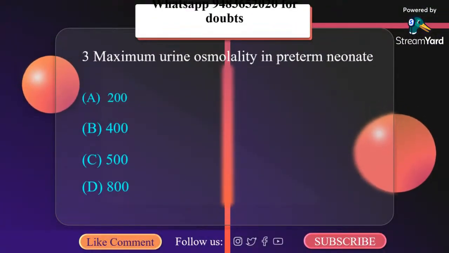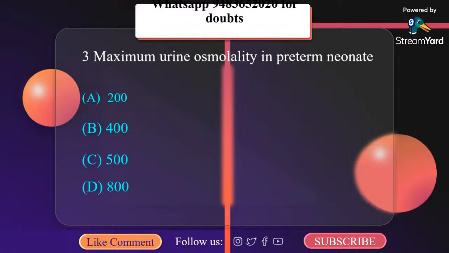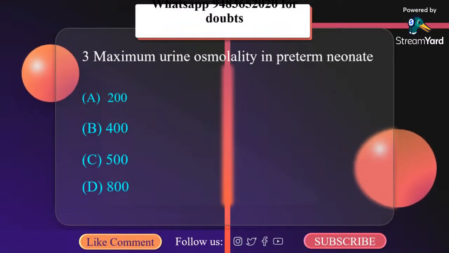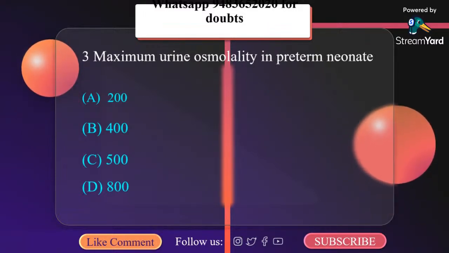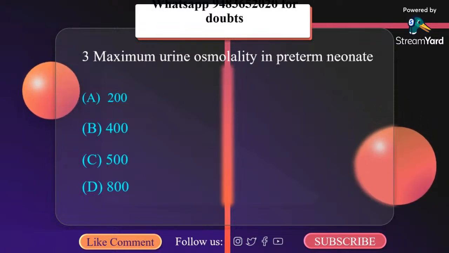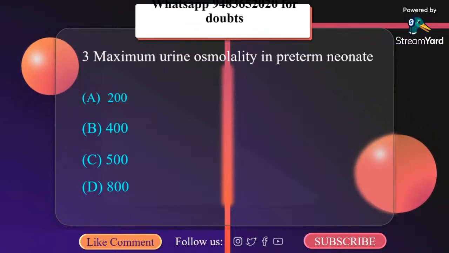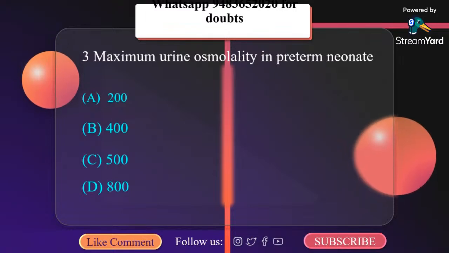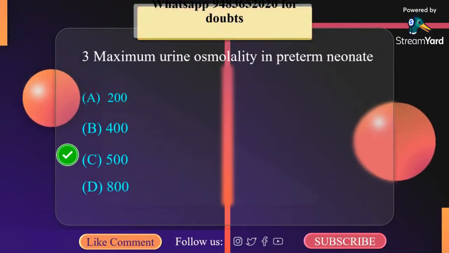Maximum urine osmolality in a preterm neonate is A. 200, B. 400, C. 500, D. 800. Premature infants have an even more limited capacity to concentrate their urine than those born at term, which have maximal osmolality of 500 milliosmol per kg. The correct answer is C.